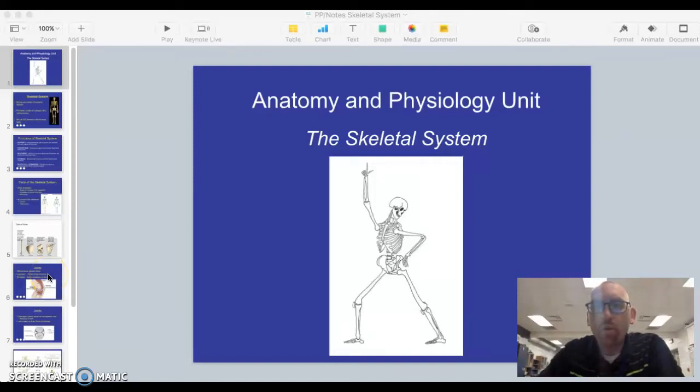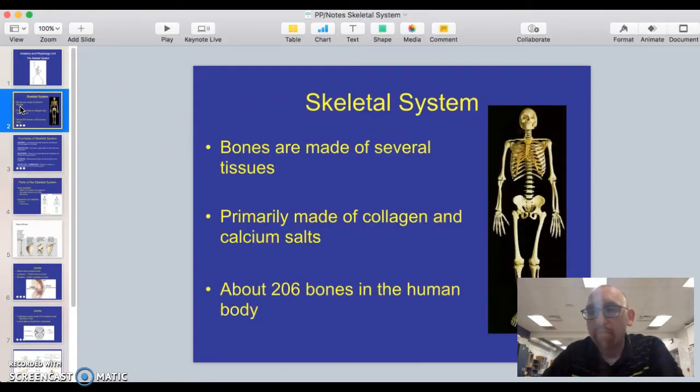Hello, today we're going to look at the skeletal system. So this is essentially, most kids are pretty familiar with this, so that's why it's more of a homework assignment. If we look at the overall function and structure, the skeletal system is essentially bones.